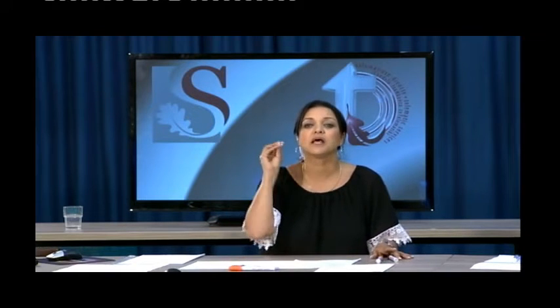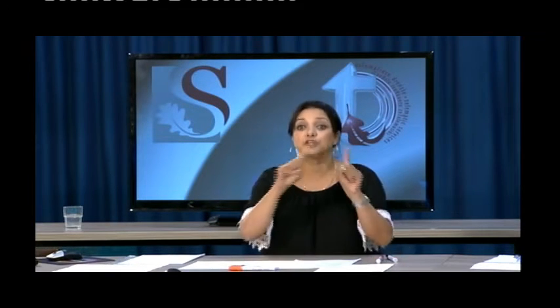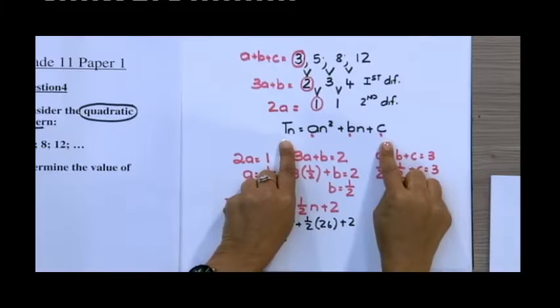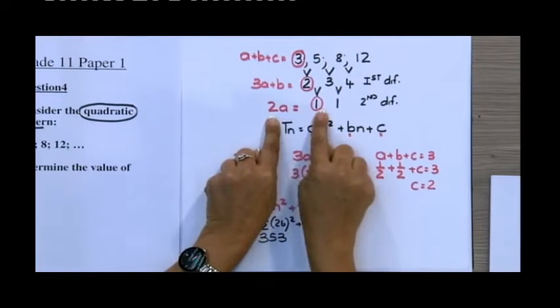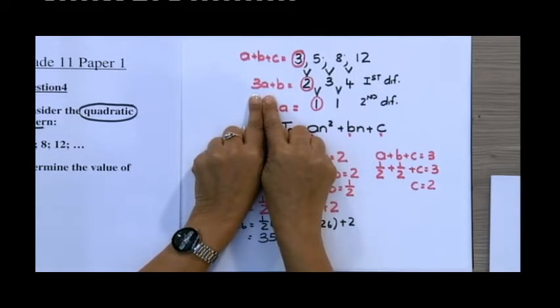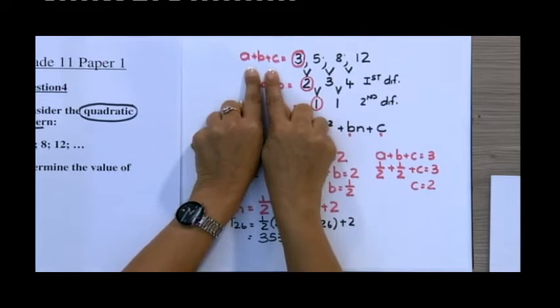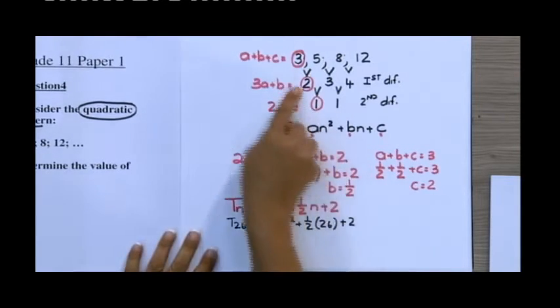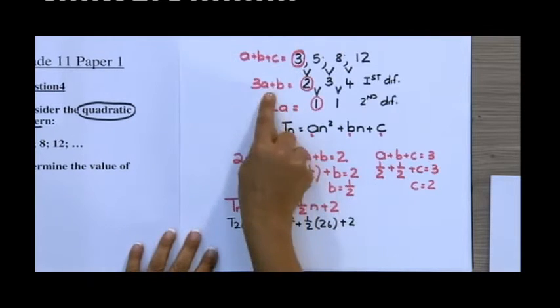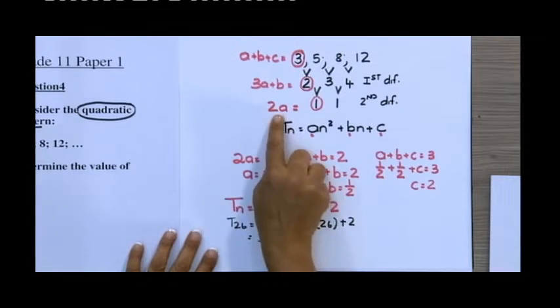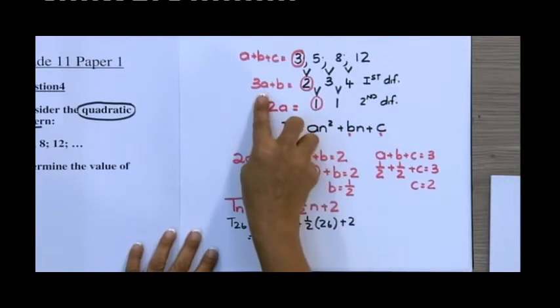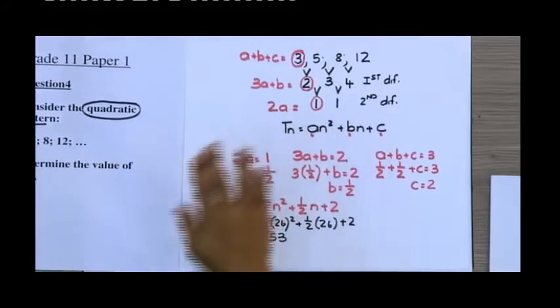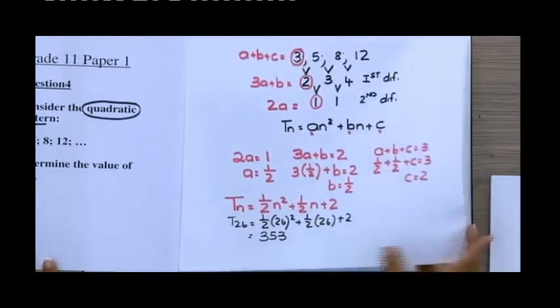What do you think about this sum, grade 11s? Not difficult at all. But what do you notice? There are 4 formulas that you needed to remember. First formula is your TN formula, AN squared plus BN plus C. And then these 3 formulas here: 2A is equal to 1, 3A plus B is equal to 2, and A plus B plus C is equal to 3. Remember, it's the first numbers in every row, and you need to remember these formulas. They can't be anything else. It stays the same. No changes, and it works for every quadratic pattern.